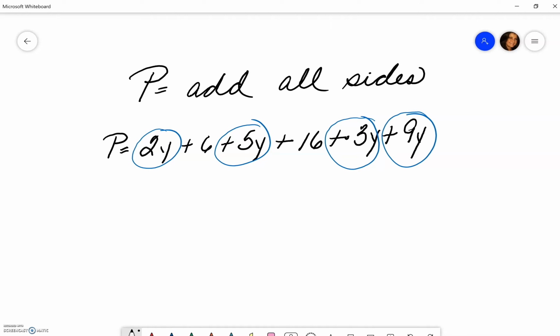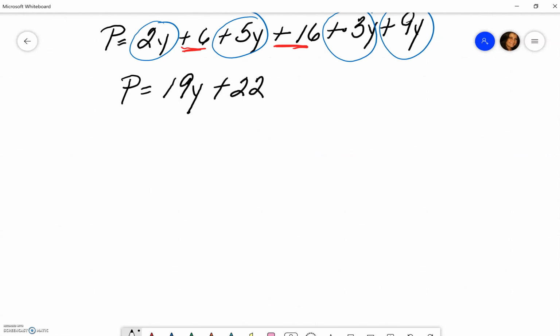And when you do that, you should end up with, let's see, perimeter equals 19y. And then I'm going to go ahead and take my numbers, these, and add those up. And that should be plus 22. And that's your final answer. So that's the perimeter. Perimeter, you add all sides.